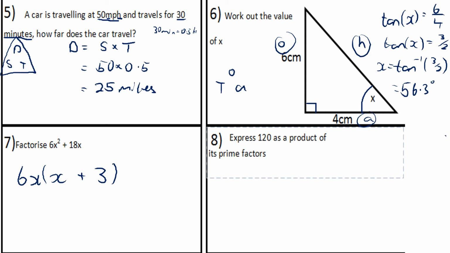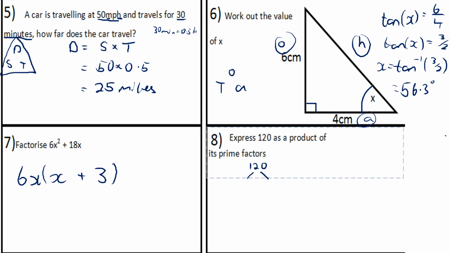Okay, right, next one. So we want to express 120 as a product of prime factors. To do that, we use prime factor trees. There's lots of different ways you could do this, so long as you get the same answer at the end. There's only one unique solution, but there's different ways we could get there. So don't worry if the way I'm doing it is not the exact same way as you're doing it.